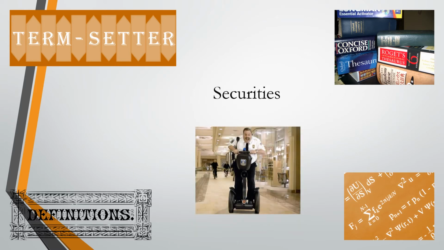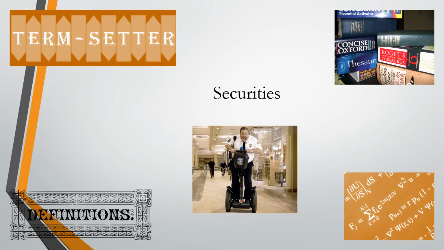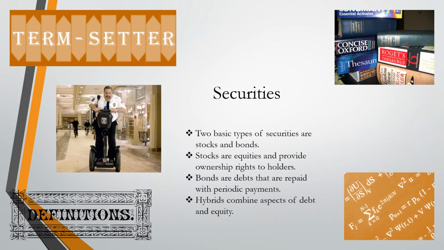Securities are fungible, or interchangeable, and tradable financial instruments used to raise capital in public and private markets. The two most basic types of securities are stocks and bonds. Stocks are equities and give the customer ownership in the security, whereas bonds are debts and give the customer loanership. A third type of security is a hybrid, which combines aspects of both debt and equity.